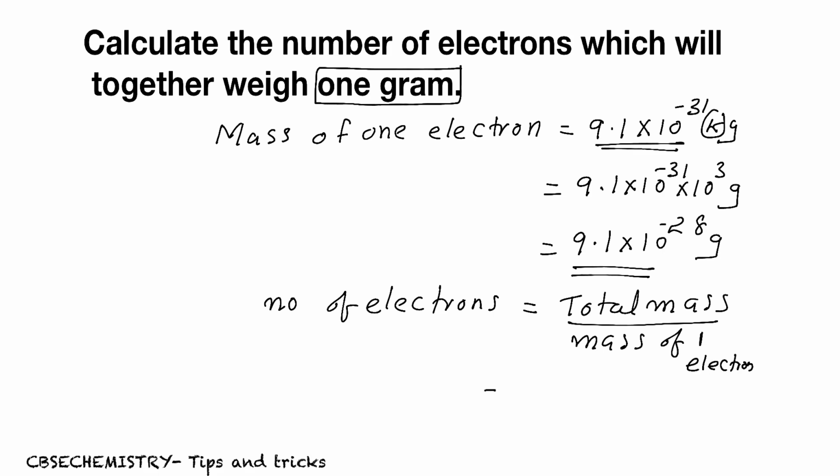Okay, right? What is total mass? 1. What is mass of 1 electron? It is 9.1 into 10 raised to minus 28. On calculating, you will get 1.098 into 10 raised to 27 electrons.